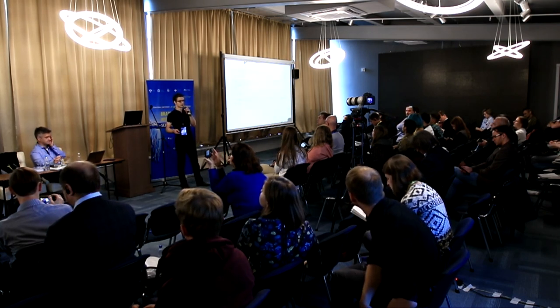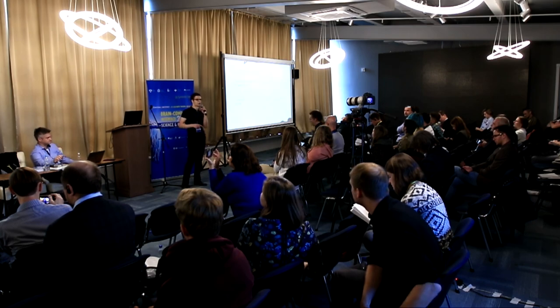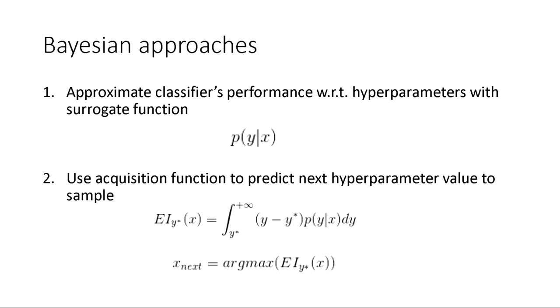So in this case, there is a more clever and not so popular approach based on Bayesian optimization. It considers the performance of your classifier with respect to the hyperparameters as a function, and it approximates this function with another stochastic function which is called a surrogate function. So here we see the distribution of classifier performance y with respect to the value of hyperparameter x.